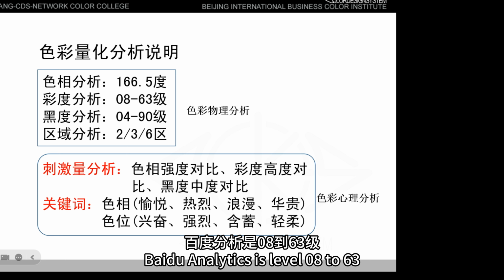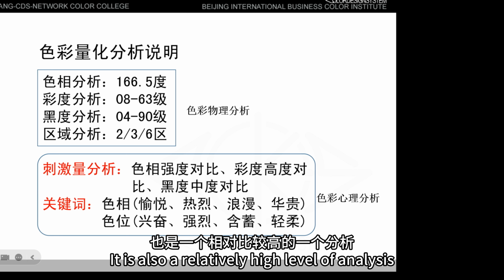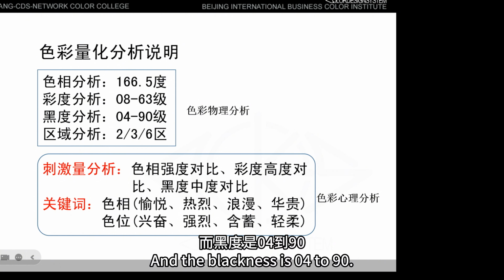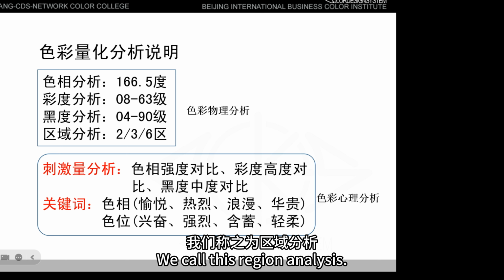Chroma analysis is level 08 to 63. We know this is a phase test. It is also a relatively high level of analysis. And the blackness is 04 to 90. This is intensity analysis. However, regionally, we call this region analysis.